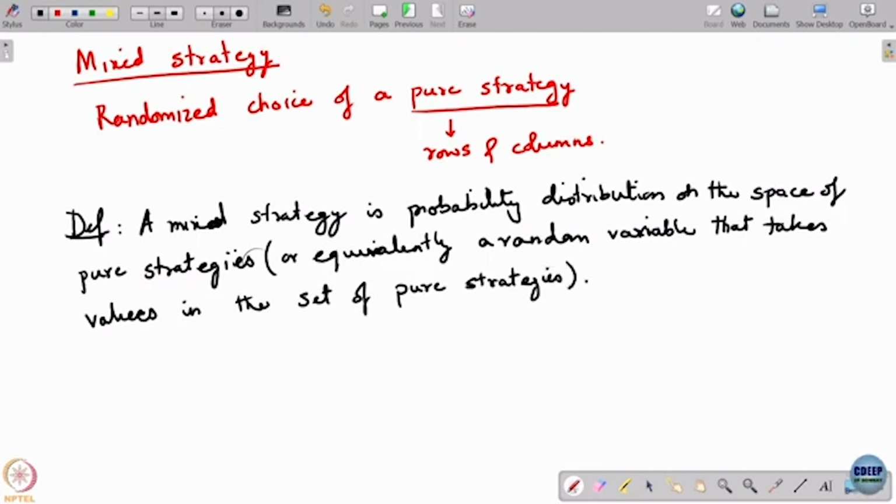So, mixed strategy is just like pure strategies are for each player, the mixed strategy is also for each player. So, each player now has to make a randomized choice over his set of pure strategies. Okay. So, the probability with which the player plays is the choice that he has to now make.